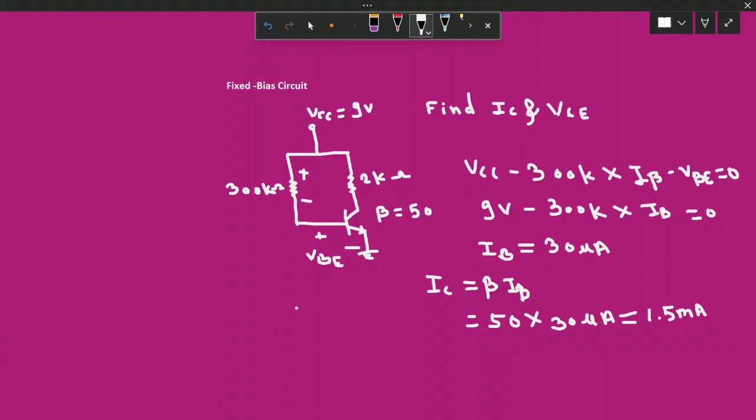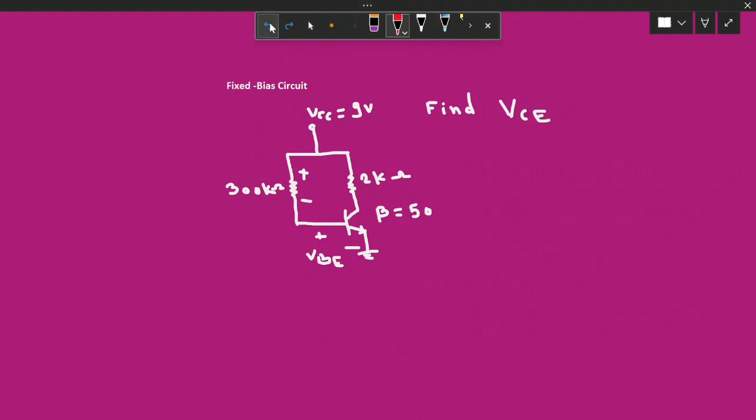So we are getting, first we apply KVL here to find IB. From IB and beta we have calculated IC. Now IC is calculated. The second term to find is VCE. So apply KVL here. Now to find VCE, we are applying KVL here.